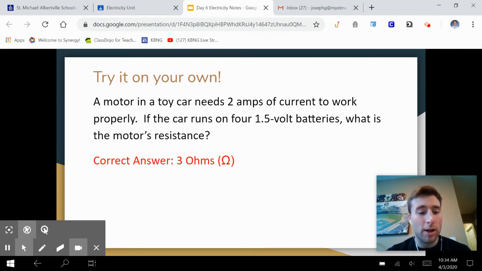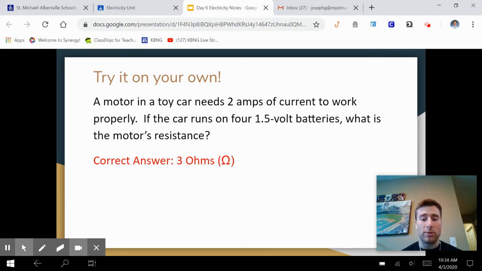Okay, so again, in a toy car, the motor needs 2 amps of current to work properly. If the car runs on 4 1.5 volt batteries, what is the motor's resistance? All right, so think about this right here. There are 4 1.5 volt batteries there for you. So after you give this one a shot, we'll go over it. So pause the video, try it on your own, and we will go over it here in just a sec.